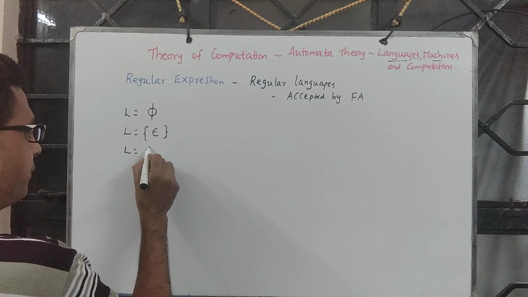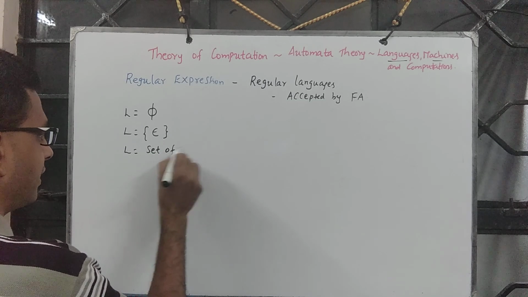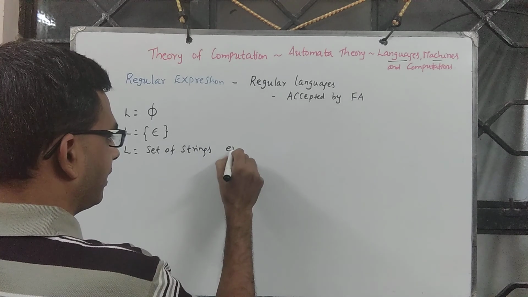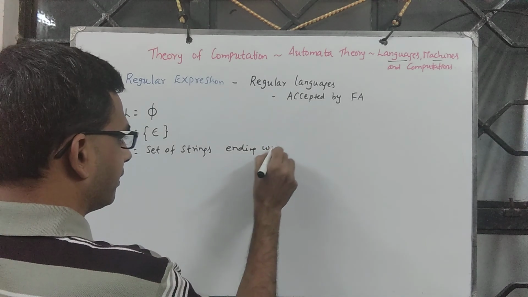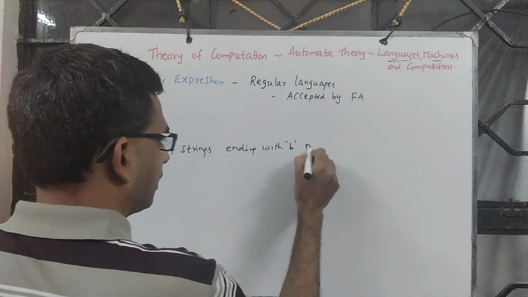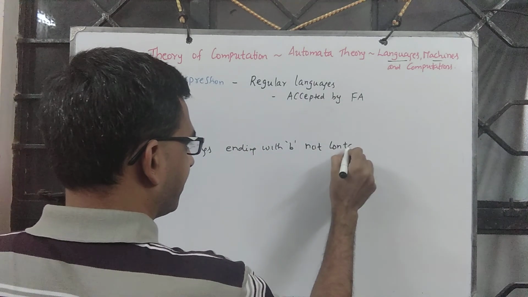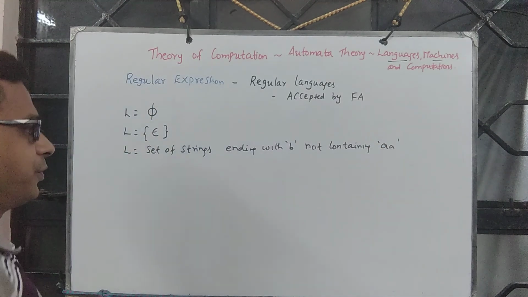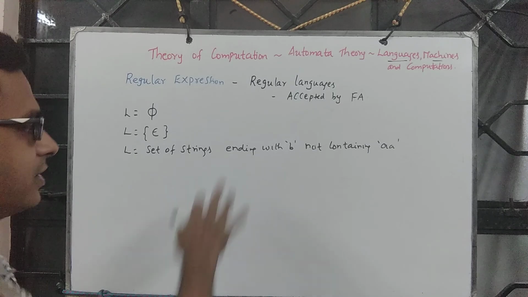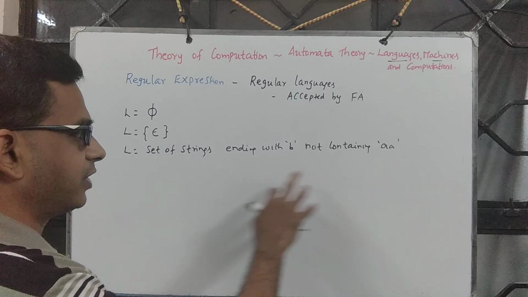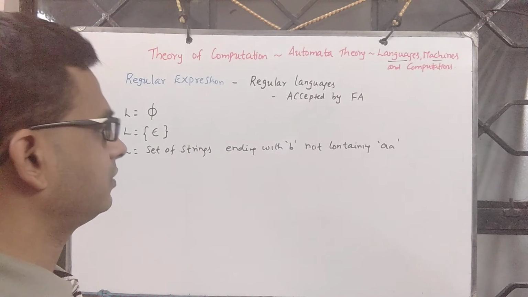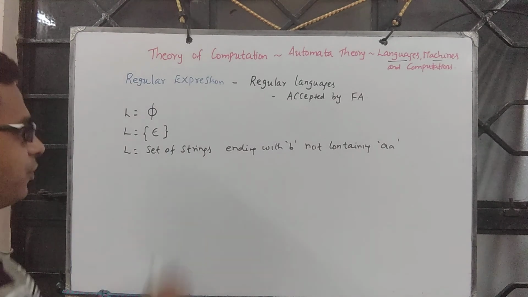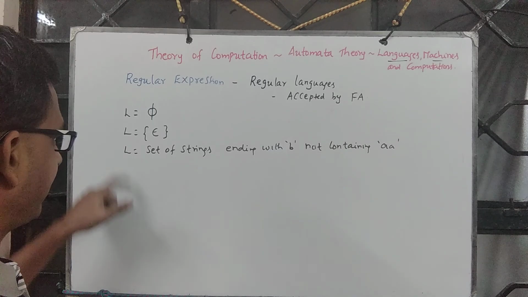And a language could be a set of strings, say ending with B, not containing AA. So something like this. A language could be a set of strings such that the number of A's and the number of B's are even. So something like this, one can list many. And for each of them, one can come up with a finite automaton.